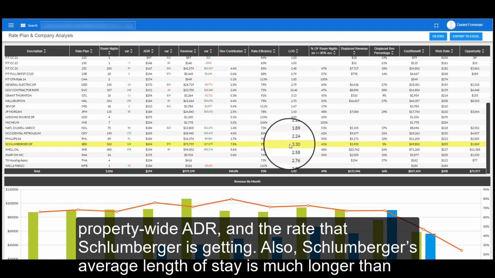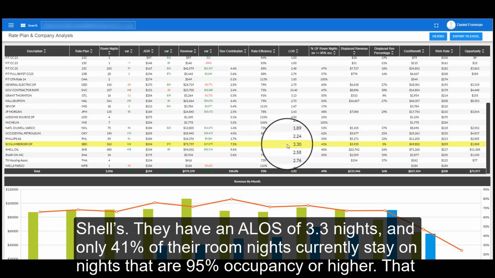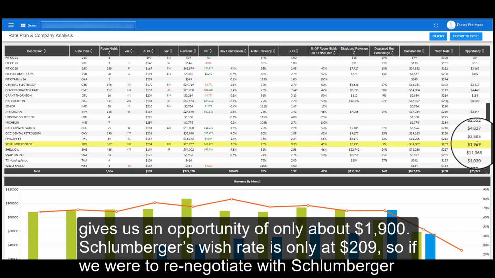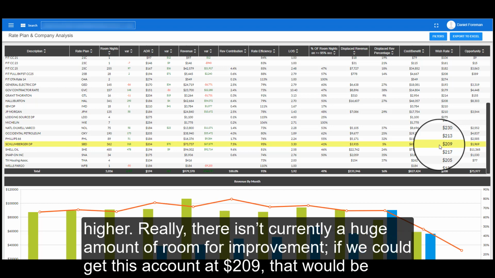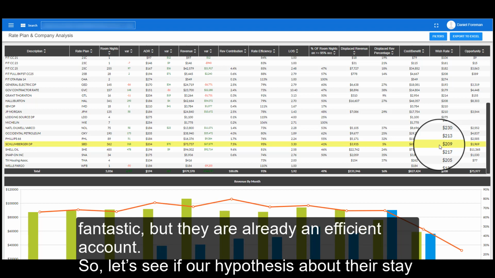Also too, their length of stay is much longer than Shell's. They have a length of stay of 3.3 nights, and only 41% of their room nights currently stay on nights that are 95% occupied or higher. That gives us an opportunity of only about $1,900. Their wish rate is only at 209, so if we are to renegotiate with Schlumberger year over year, we would expect a little bit higher rate, but it's nothing like Shell. We're not going to need to renegotiate $20, $30 higher. Really, there's not a whole lot of room for improvement. If we can get them at 209, that would be fantastic, but they're already a pretty efficient account.